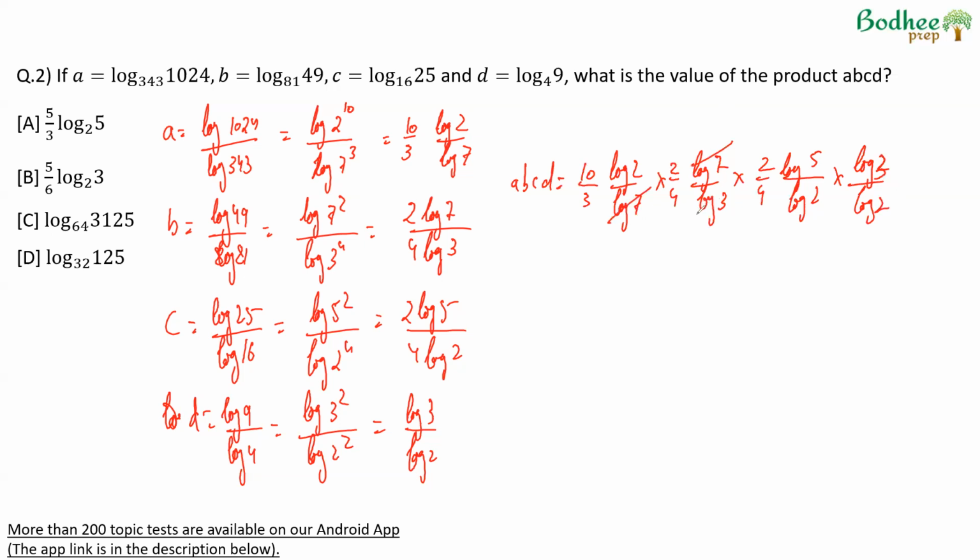Log of 7 cancels, log of 3 cancels, log of 2 cancels. 2 twos are 4, cancelled. 3 is there, 6 is there. 2 twos are 4, 2 fives are 10. So we are left with 5 by 6, 5 by 6, log of 5 upon log of 2.